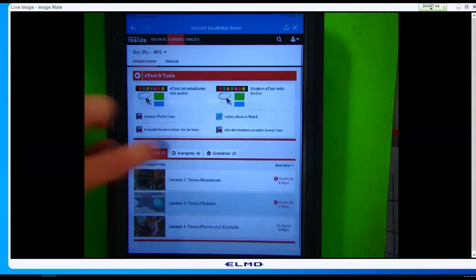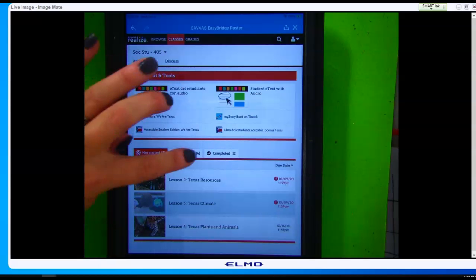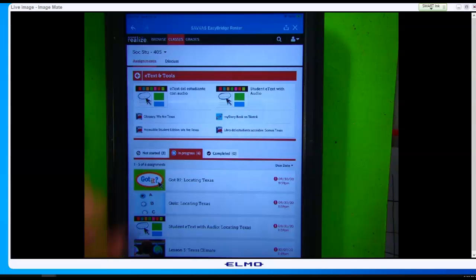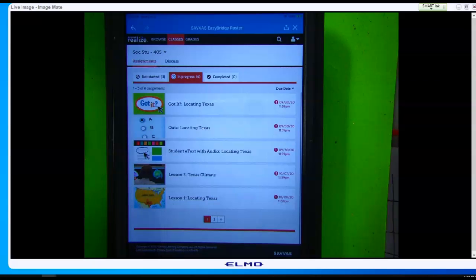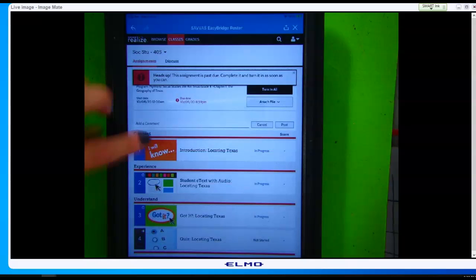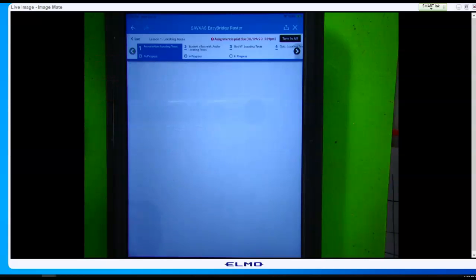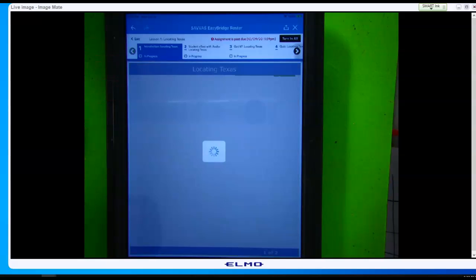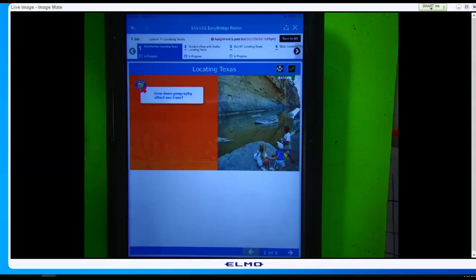So we're going to go into in progress, right? Let's go click on the in progress. And I said I'm doing chapter 1, lesson 1. So I'm going to go find lesson 1, locating Texas. And I'm going to click on it. You have the introduction for locating Texas. All this is telling you what we're going to be learning. So how does geography affect our lives? How does the geography of Texas affect our lives?